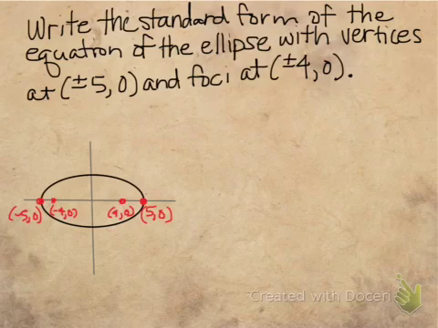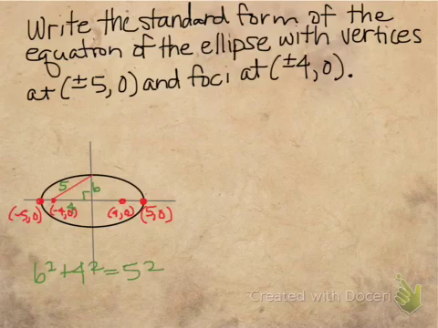A is pretty easy because we can see that it's 5, but B is what we're going to have to figure out. We need to figure out the height of this ellipse. So in order to do that, what we can do is draw a right triangle, and we know that the distance to the focus is 4, and the distance of that red part, the red string, is going to be 5 because it's the same as A.